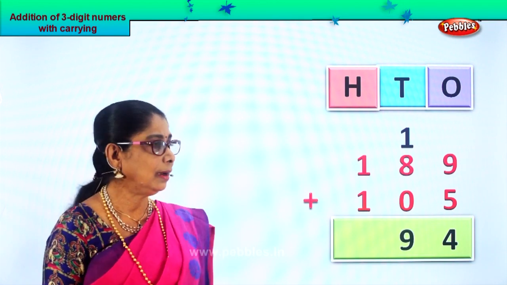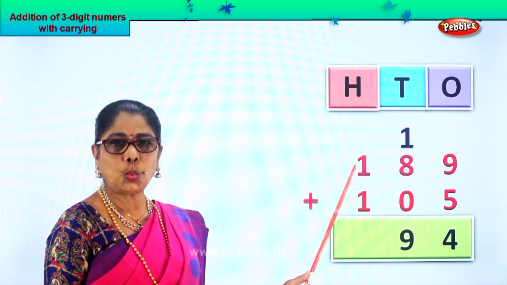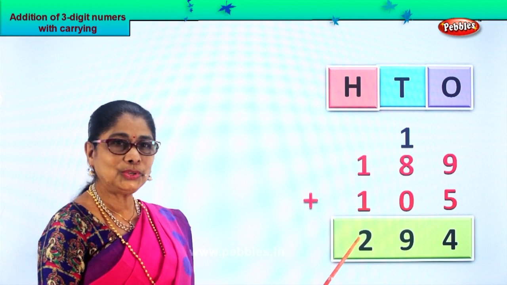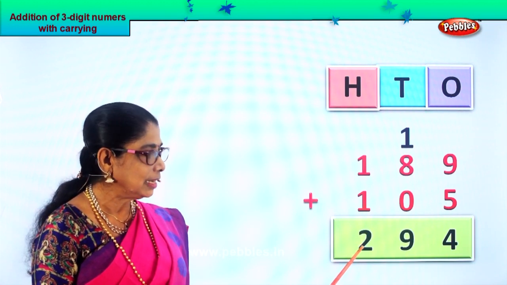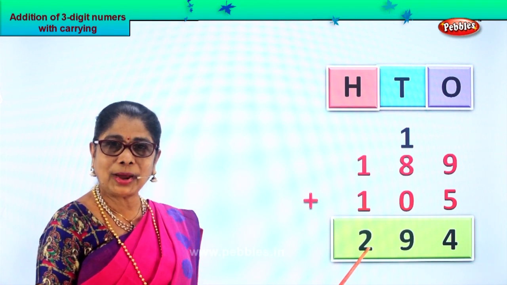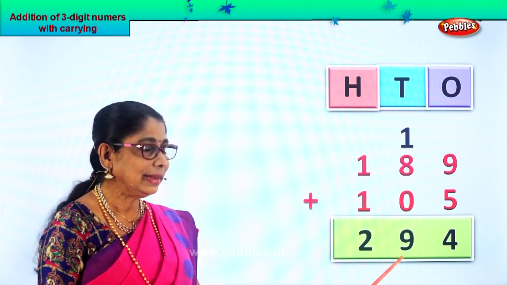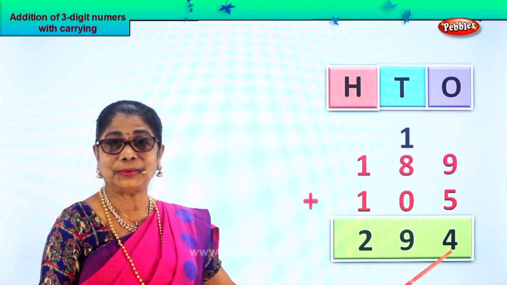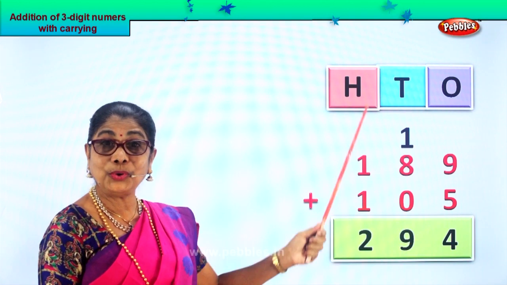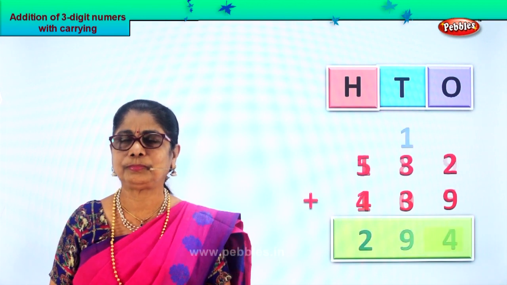Let's go over to the 100s. We have 100 plus another 100. 1 plus 1. 200s. We write it down. 200s. Your answer is 294. Read it. 294. 294 is your answer. Addition of three-digit numbers with carryover. Did you enjoy? Let's take another new sum.